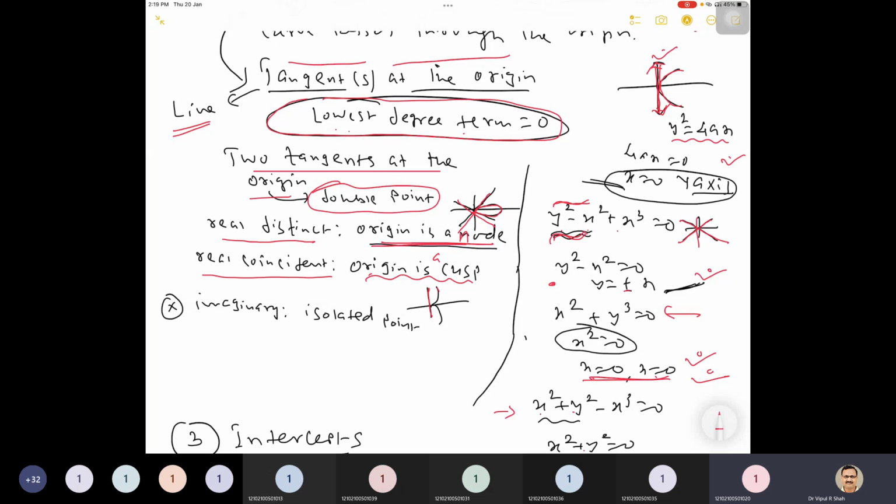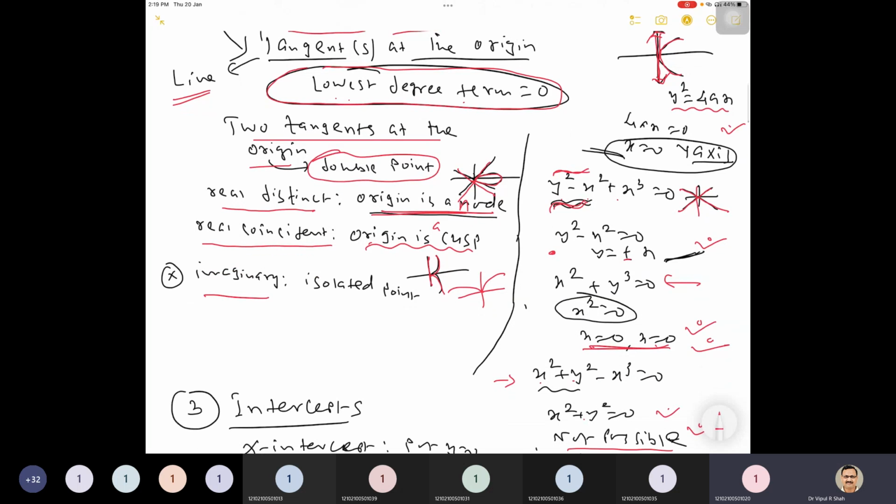And if there is a cusp, you get a shape like this. Cusp is the origin. So then you are having like this. And if there is imaginary tangent like this, then no meaning. That means the origin is an isolated point. Origin is an isolated point.